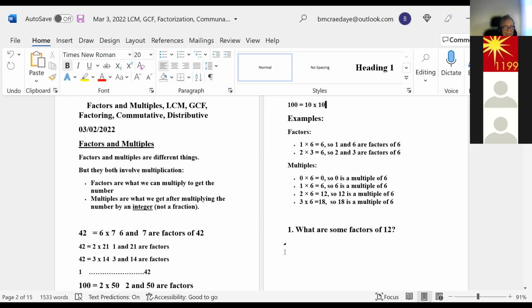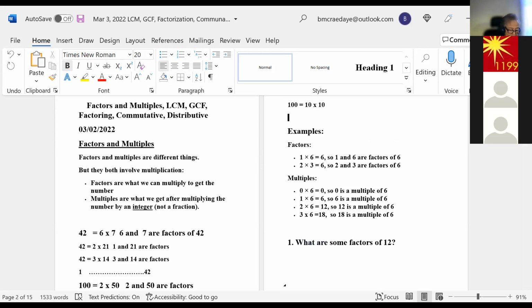What are some factors of 25? 5 times 5, right? So that means 5 times some number gives me 100. What is that number? 5 times what number gives me 100? 20. That's right. And we got a 4. 4 times 5 is 20. And we said 4 times 25 is 100.